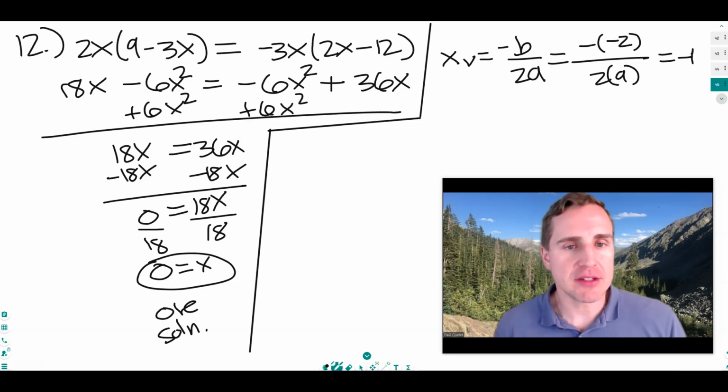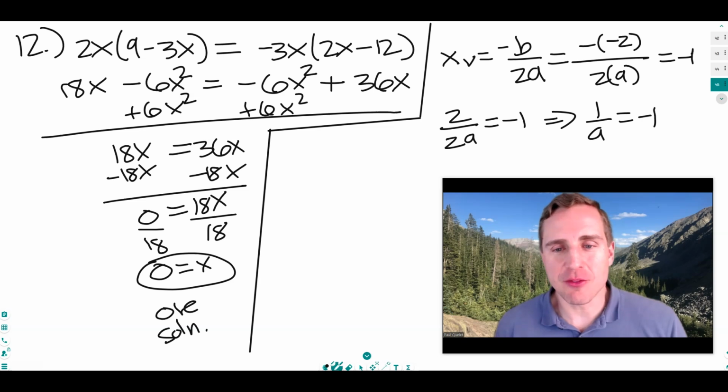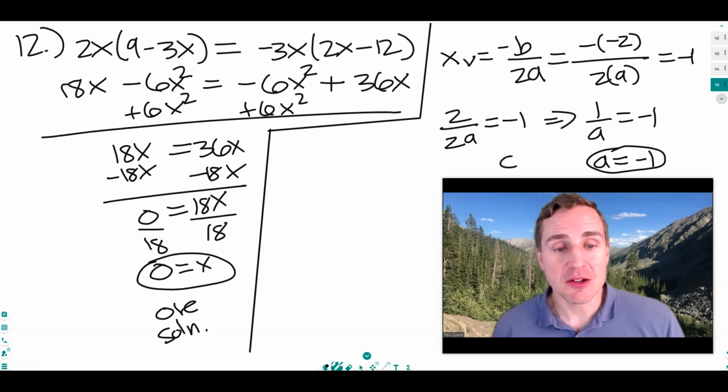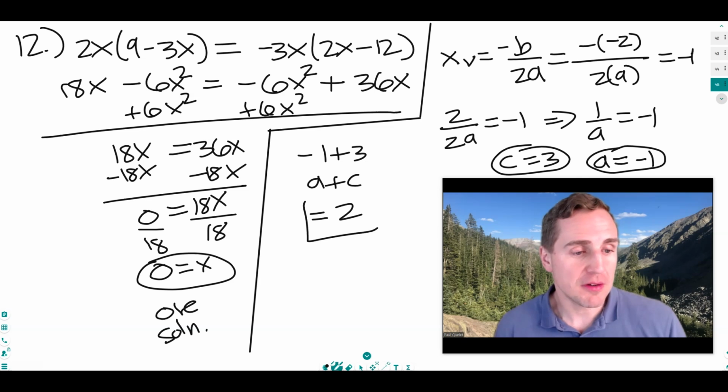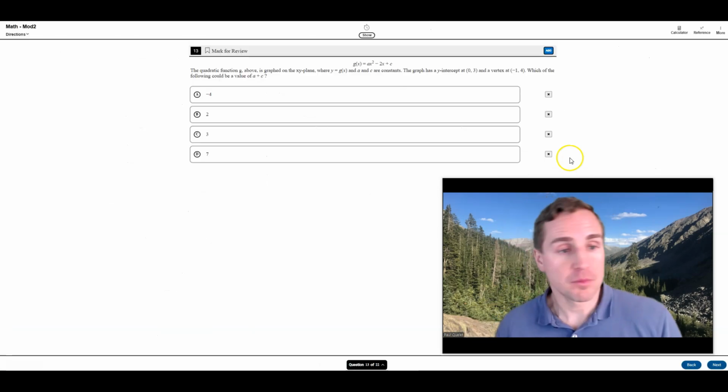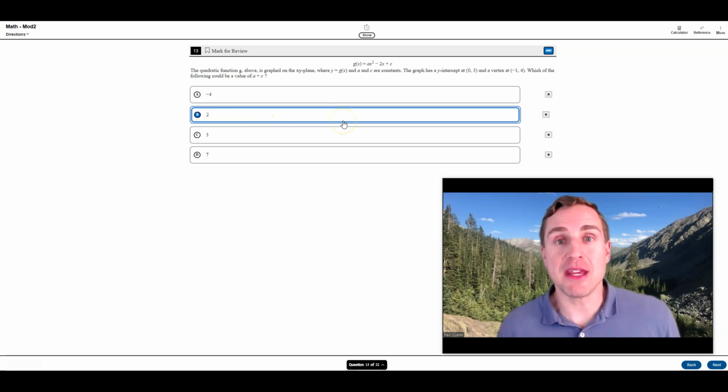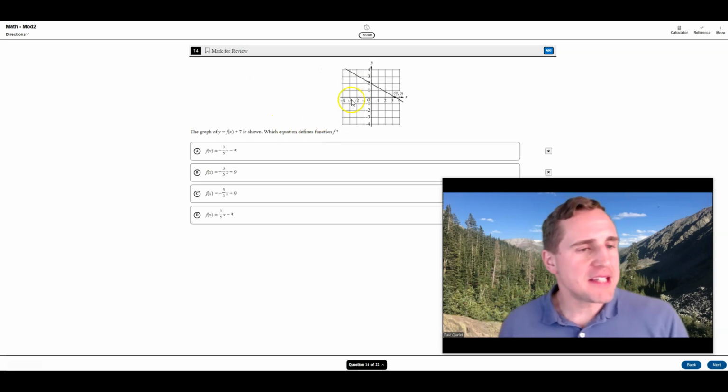So we just got to rearrange this. Negative of negative 2 is just 2, over 2a, is equal to negative 1. Well, 2 over 2 cancels. We just get 1 over a equals negative 1. So we can cross multiply or we can just reciprocate both sides, that is, flip them upside down. A is negative 1. Now, if a is negative 1, we already said that c was equal to 3. So negative 1 plus 3 is a plus c. That's going to be 2. So we're looking for 2. And the answer choice 2 is choice B. So I think we have the correct answer. We will move on.